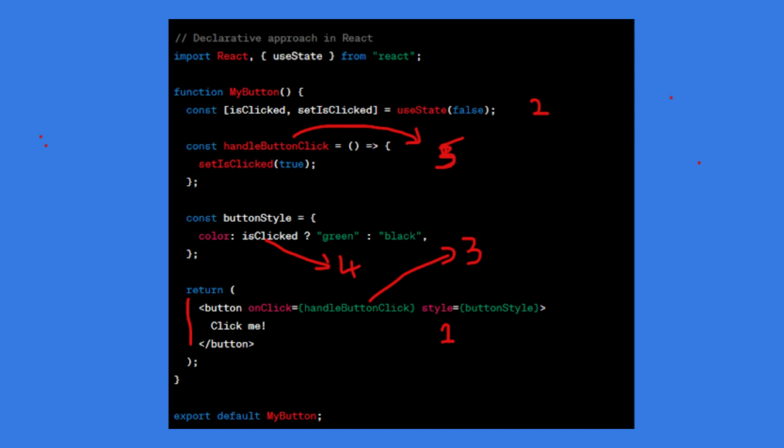Here's the key point: in the declarative approach, we're not giving step-by-step instructions on how to change the button's color. Instead, we declare the desired behavior and appearance based on the state, isClicked, and React takes care of updating the DOM accordingly. This is the declarative syntax in React.js, where you express what you want to happen rather than explicitly programming how it should happen.